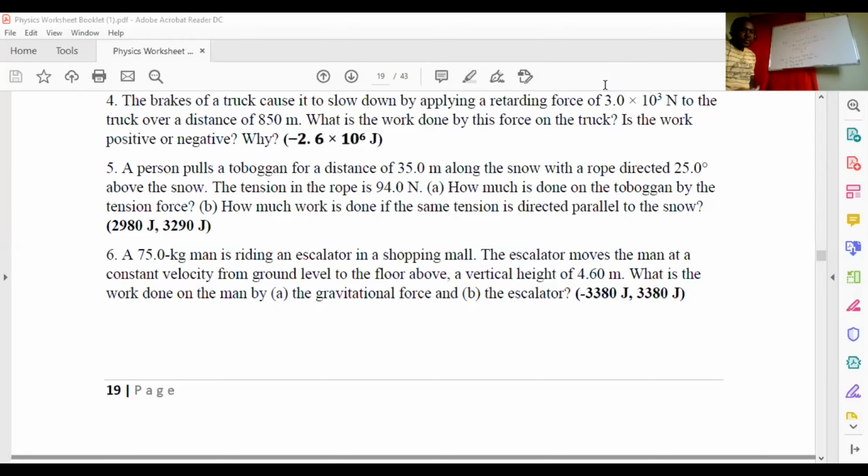All right, so question 6. I'm going to give you some time to do question 6. A 75-kilogram man is riding an escalator in the shopping mall. The escalator moves the man at a constant velocity from the ground level to the floor above, a vertical height of 4.60 meters. What is the work done on the man by the gravitational force and by the escalator?